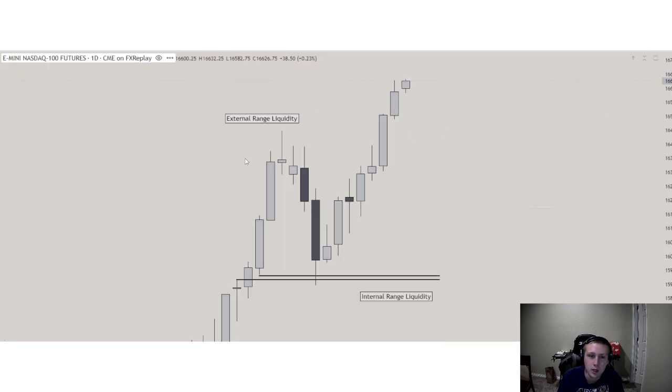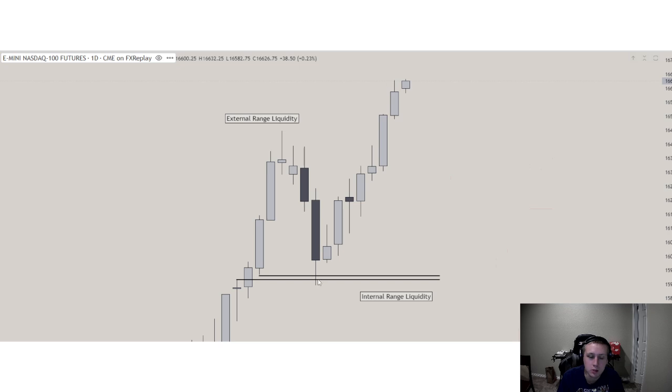So as we see here, we have a daily internal range liquidity to daily external range liquidity. This is really just going to highlight the market maker buy model that we've been having. And right here, we have this daily internal range liquidity. We come back down to an area of fair value and fill in this imbalance. Then here, we have that daily change in state of delivery. That's when everything's going to be a little bit higher probability. And then we come back up to this external range liquidity.